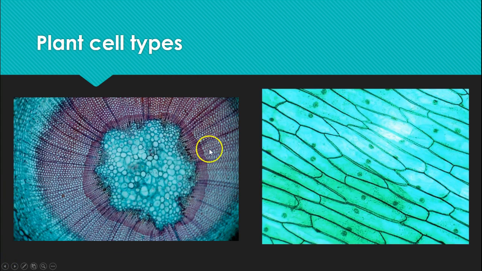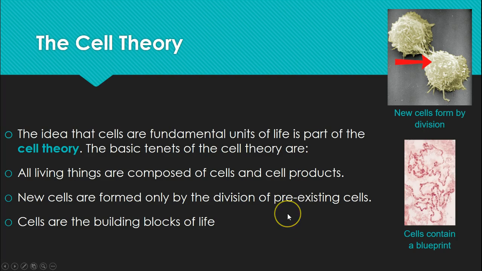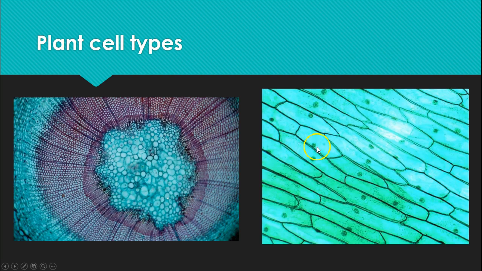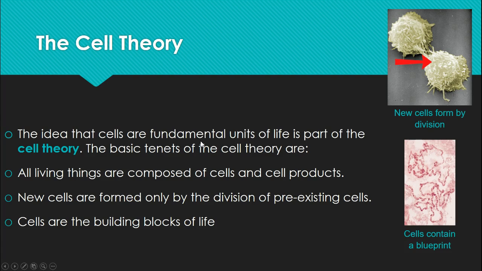This is a cross-section of a flower stem, and you can see we've got one type of cell around the edge here, and then this is another type of cell, this is another type, and then we've got a final type in the middle. And this over here, this is a root onion tip cell, and it looks quite different compared to the cell types that we see here.